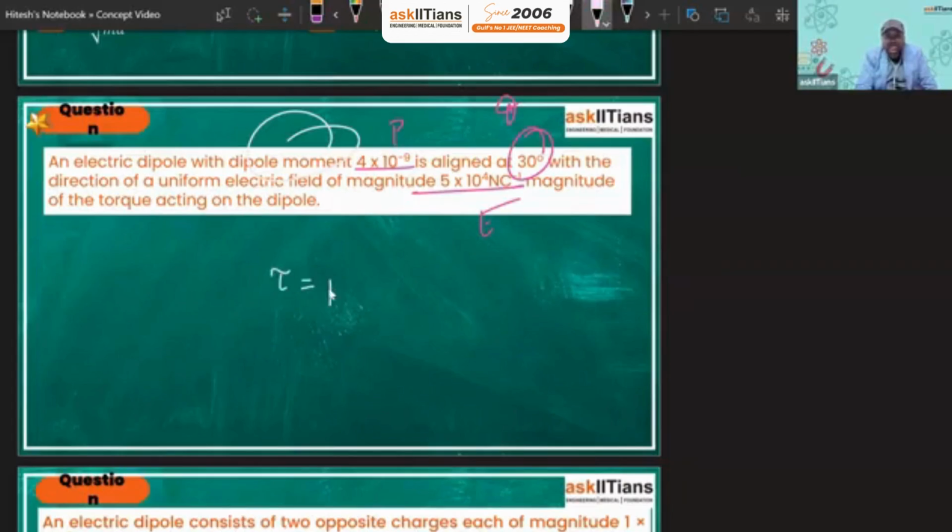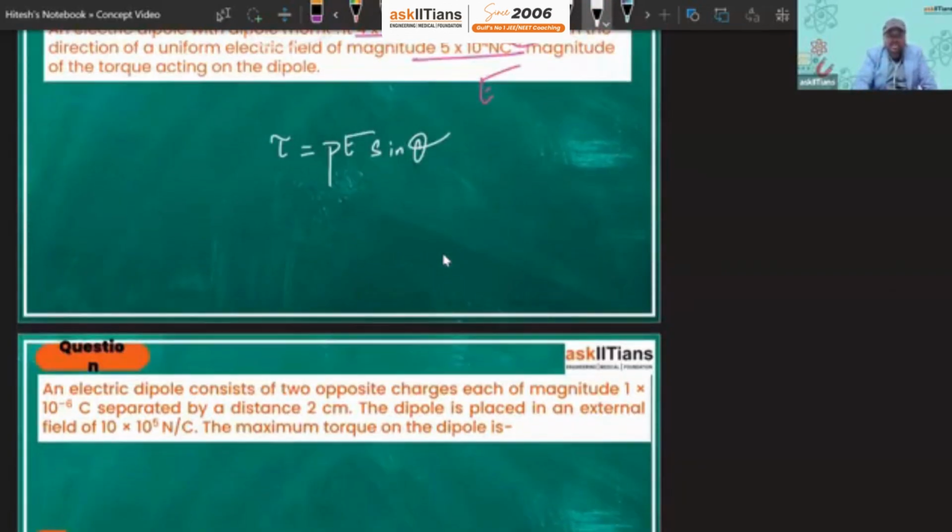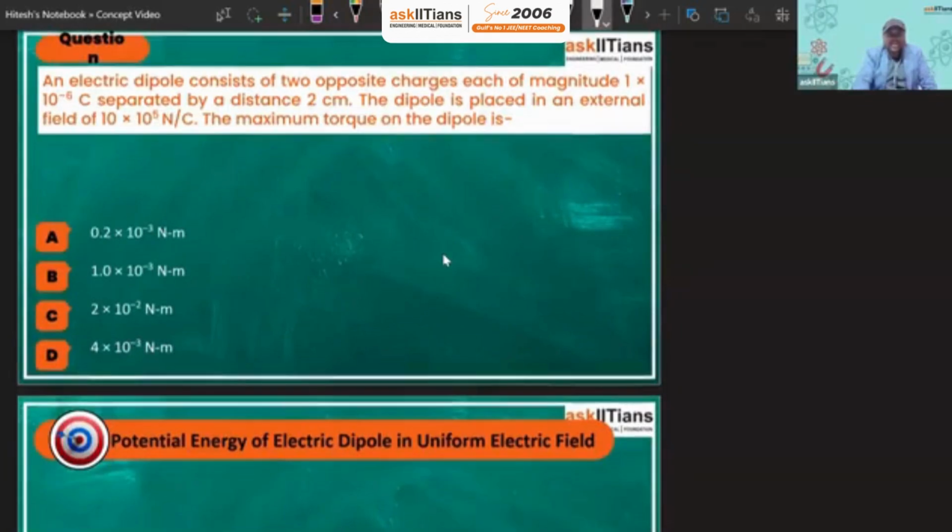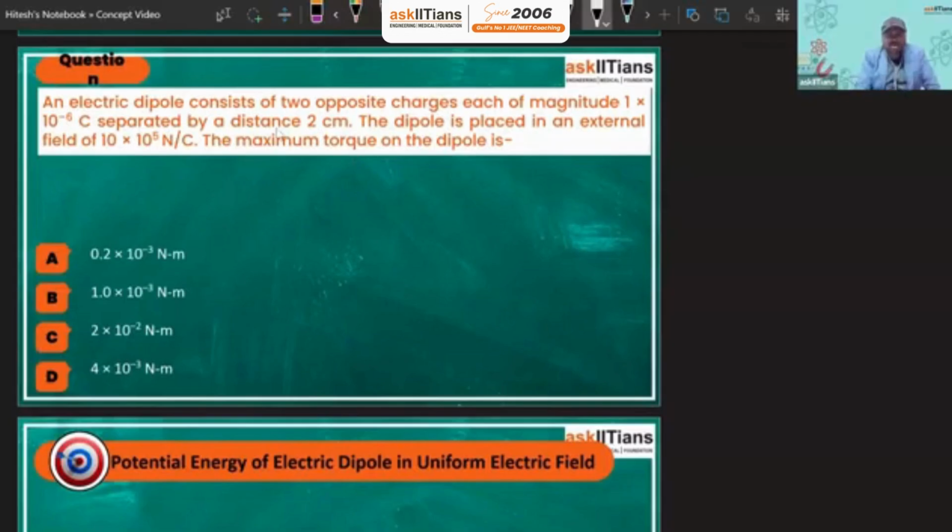So torque we need to find as PE sin theta, right? So that will be performing at home. Then what about the maximum torque? You see, this question is about the maximum torque. I'm just letting you know the concept of it. So tau is PE sin theta. This is for general theta, a general orientation.